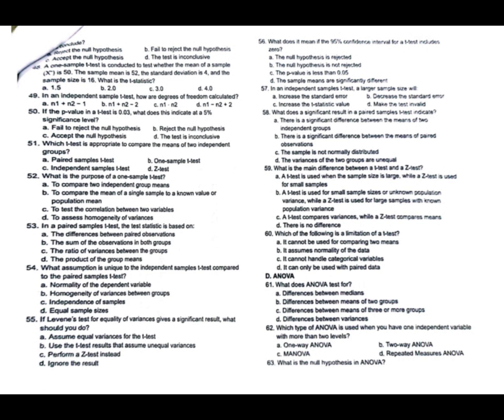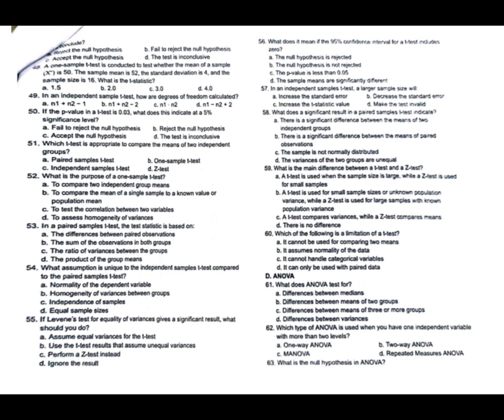What is the main difference between the t-test and z-test? The main difference is that a t-test is used for small sample sizes or unknown population variance, while a z-test is used for large samples with known population variance. Which of the following is a limitation of the t-test? The answer is B. It assumes normality of the data.